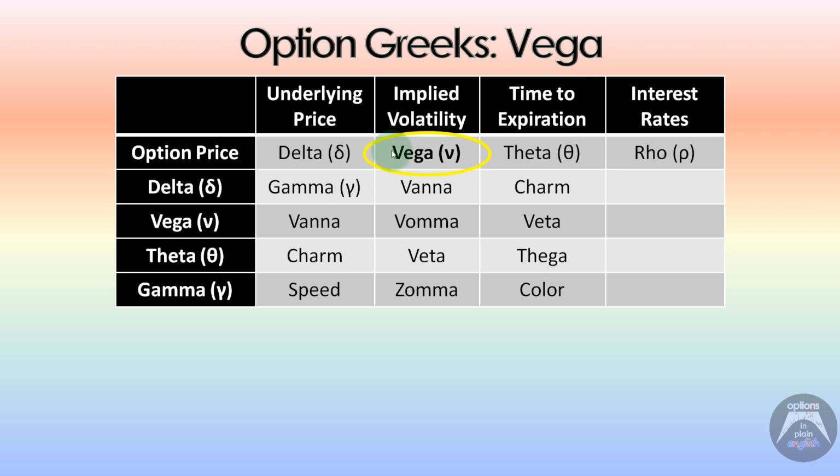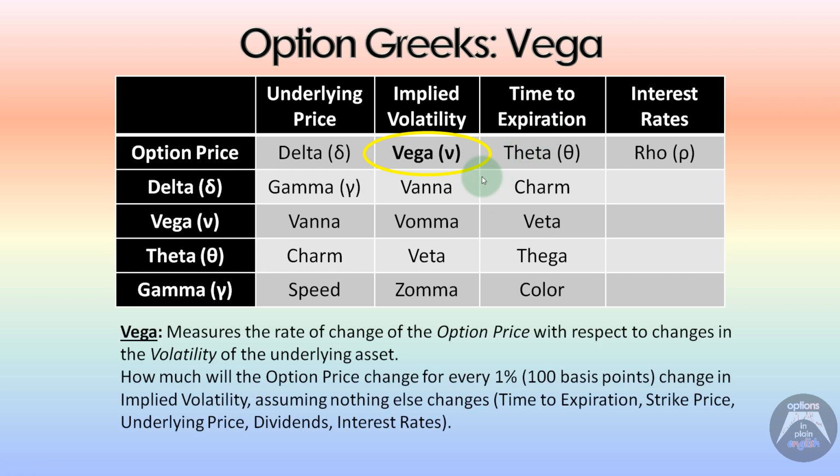Vega is represented by the Greek letter nu because it resembles a V, because Vega is not a Greek letter at all. It's just a name that option traders many years ago decided to give this risk measure, how much the option price changes as the implied volatility changes.